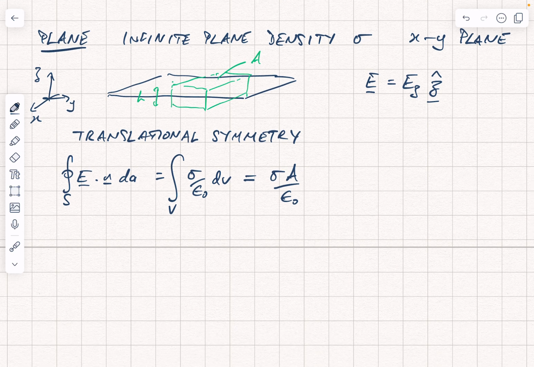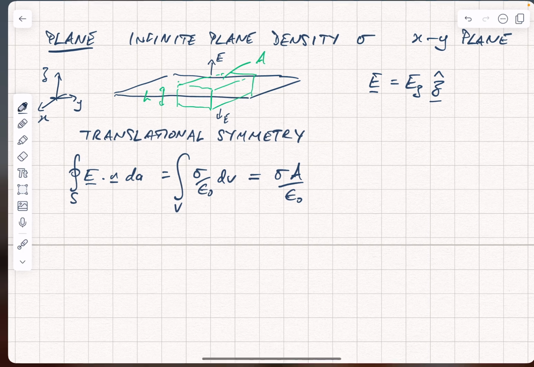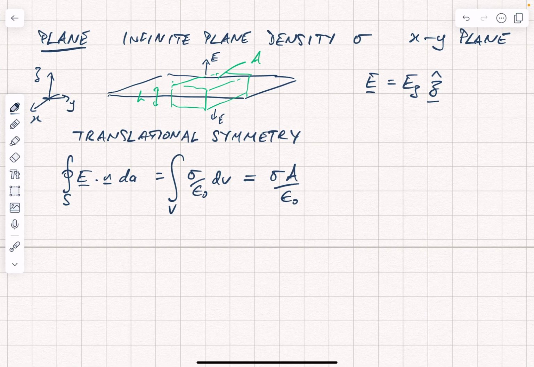What about the electric field? Well, we're going to have two electric fields to worry about. We've got the electric field above the plane, and we've got the electric field below the plane. We've also, of course, got the sides of our surface, but the E field, when dotted with the normals to those sides, will give 0. So the only non-zero E field contributions to the surface are going to be the top and the bottom.